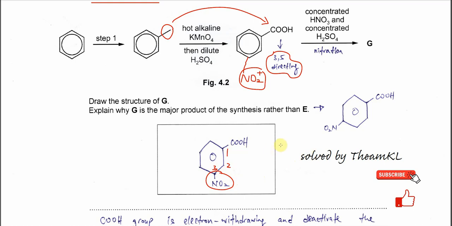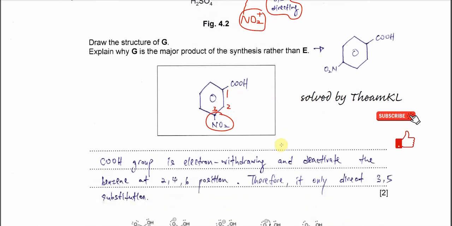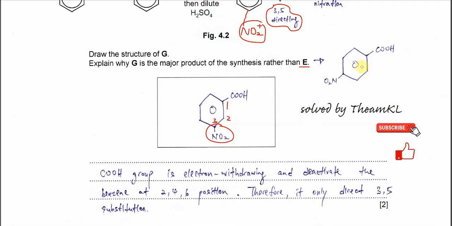Okay, now is this one. Draw the structure of G, already done. Explain why G is a major product in this synthesis rather than E. E is the product just now, which is this one. So E is actually the 1,4 position, right? Now it's the 1,3 position. So actually this is not really the one that we need to focus on rather than E. So you just need to mention why there is this 3,5 substitution.